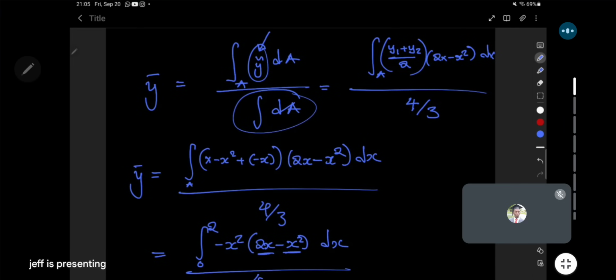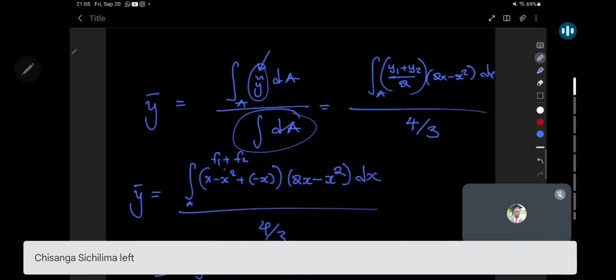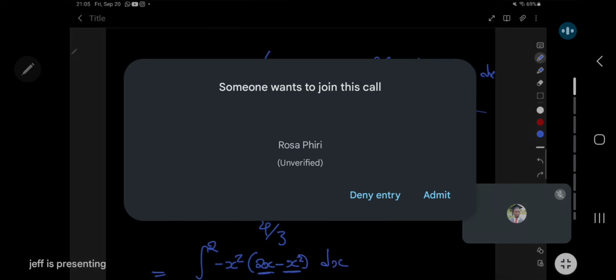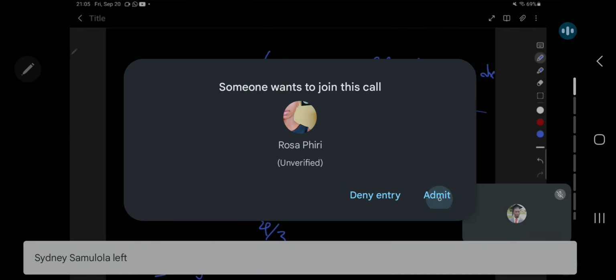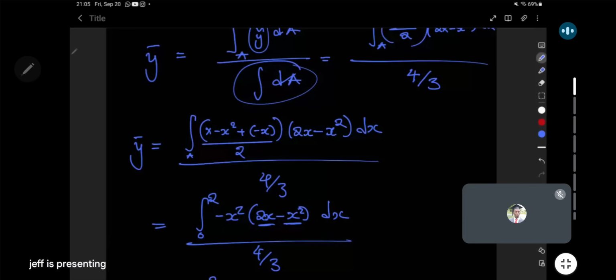Here, this was f1 plus f2. We said this is supposed to be halved. Yes, thank you for that. This is supposed to have over 2 here. We literally left it out. We would have gone too far. Thank you for spotting that.